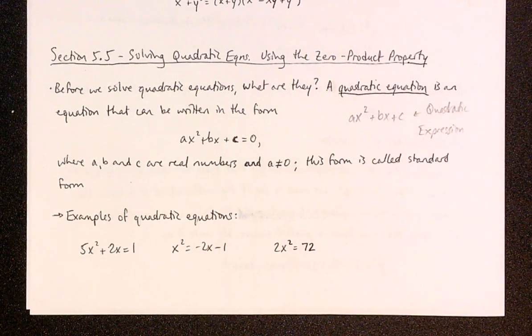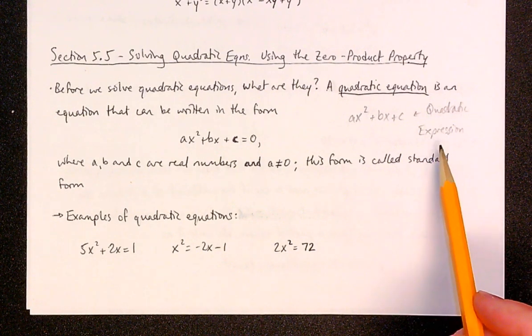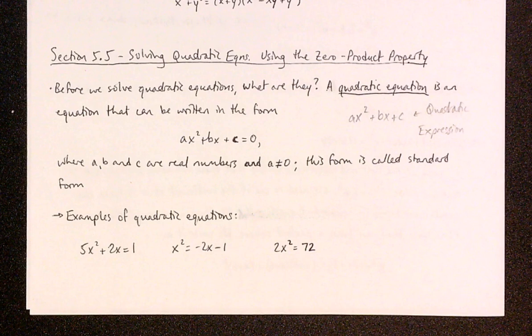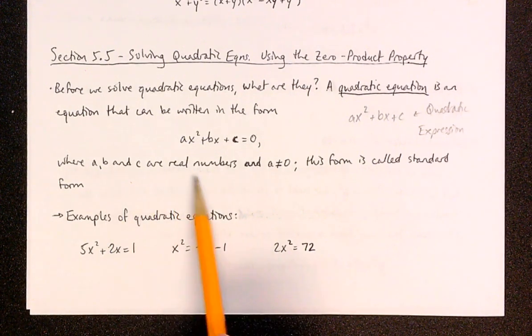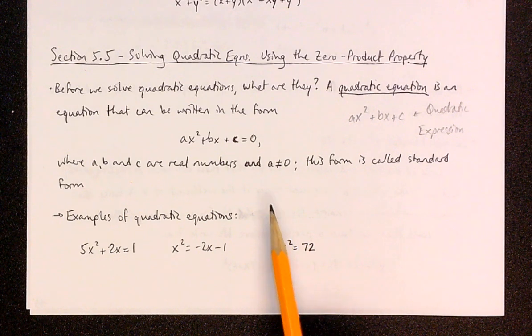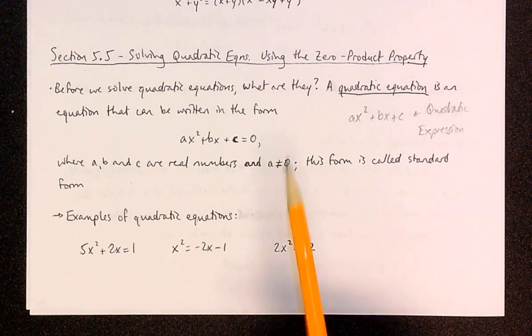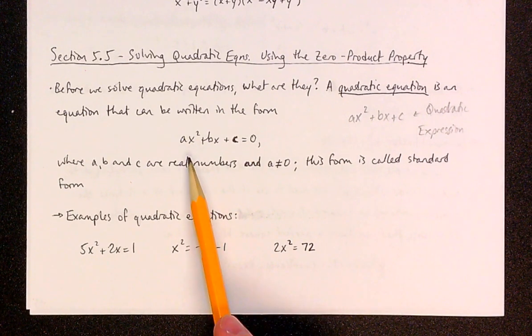So a quadratic equation, therefore, is an equation that can be written in the form a times x squared plus bx plus c is equal to 0. Taking a quadratic expression such as this and setting it equal to 0. A, b, and c are all real numbers, just like over here. And the big thing is that a cannot be 0. B can be 0, and c can be 0, but a cannot be, because we need an x squared term happening in there.